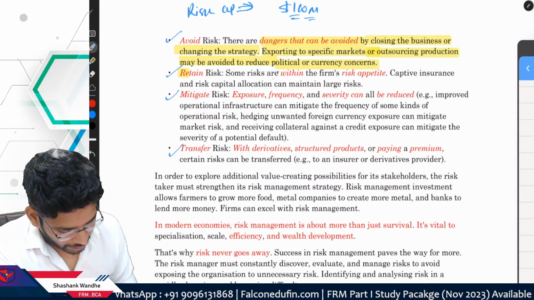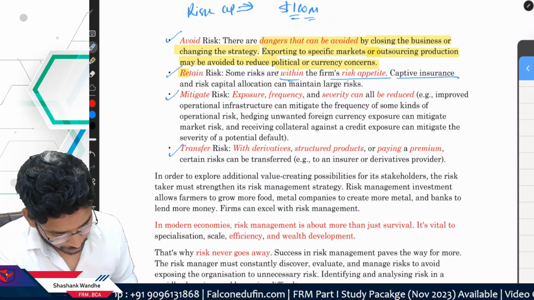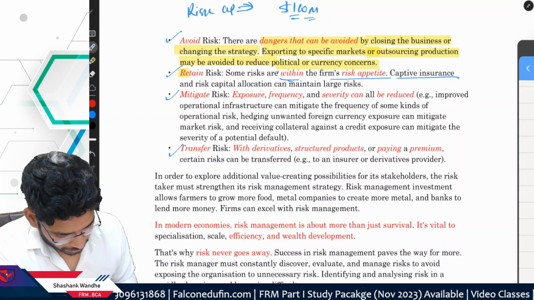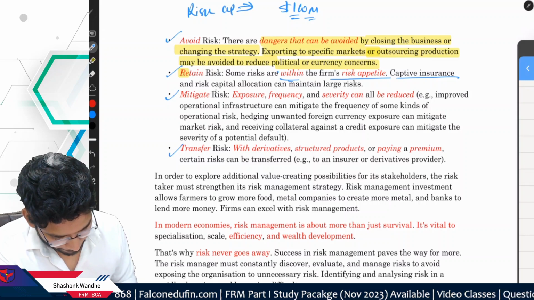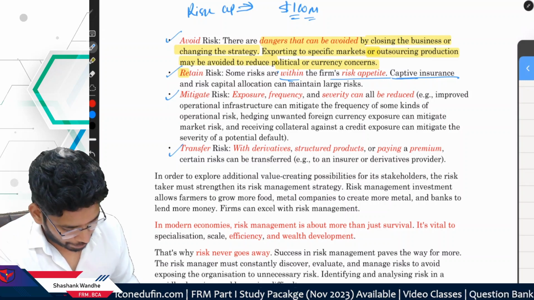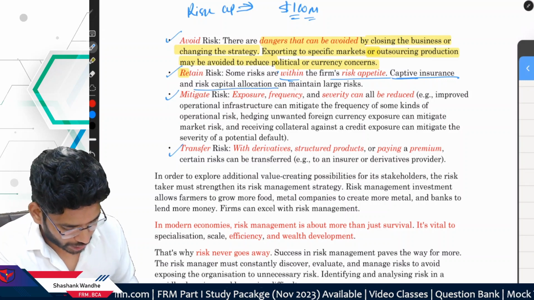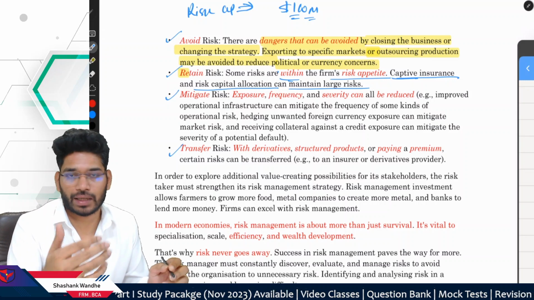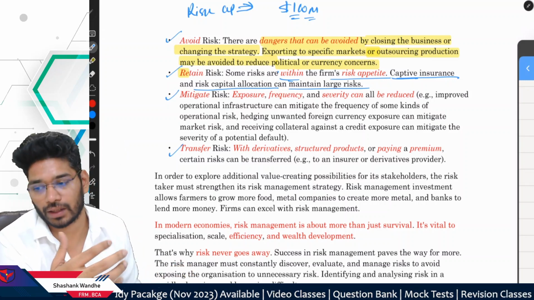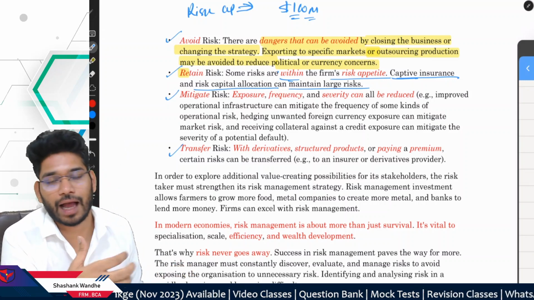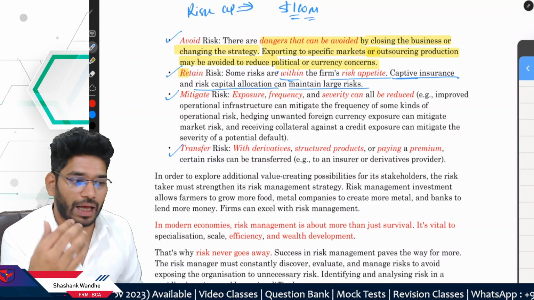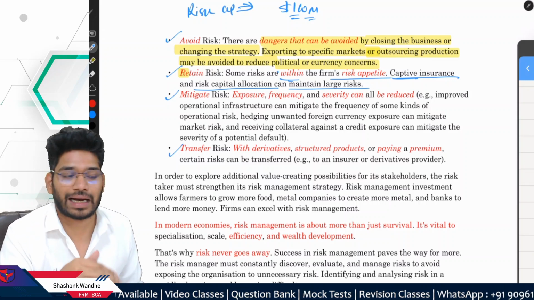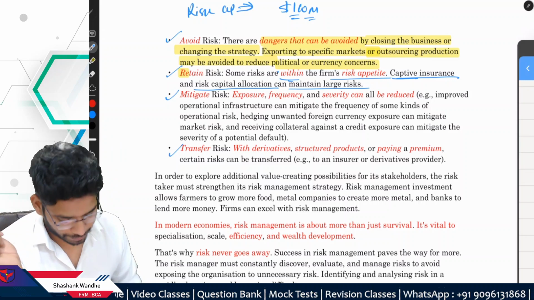Some risks are within the firm's risk appetite. Then we have captive insurance, and risk capital allocation can maintain the large risk appetites. So simple: if you are looking to have risk in your portfolio, you have to put some capital, have some funds, and based on that, you will be able to take that risk.